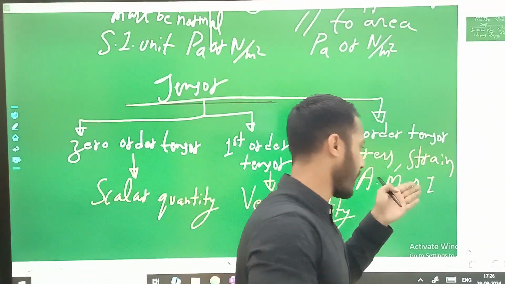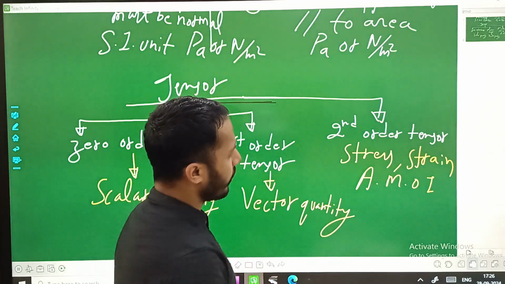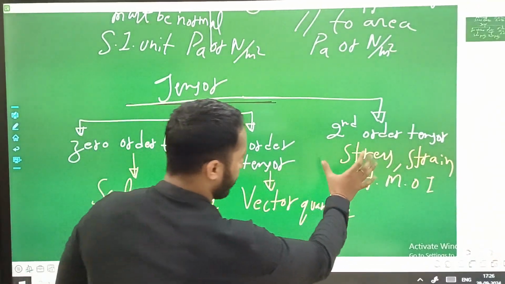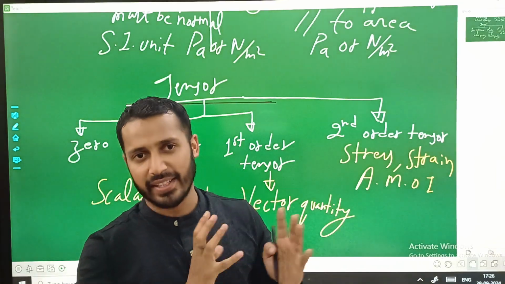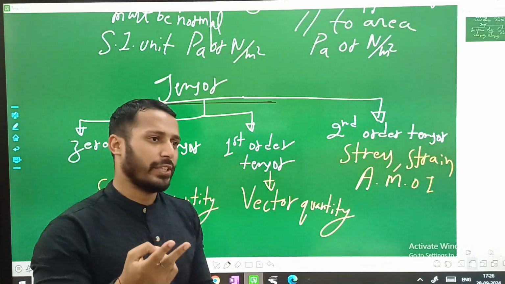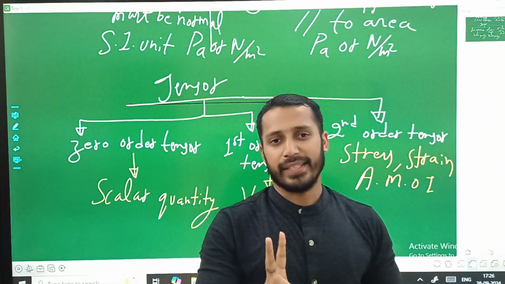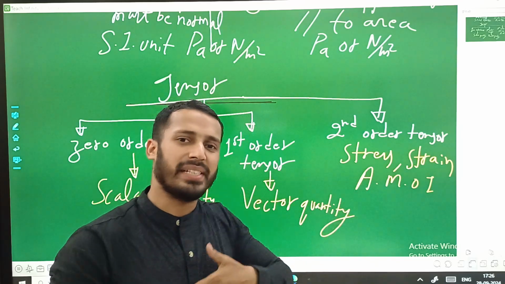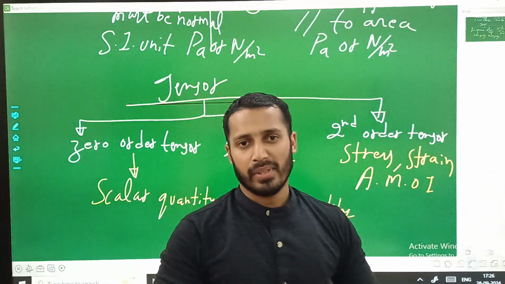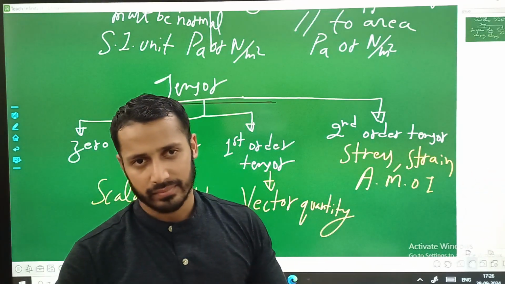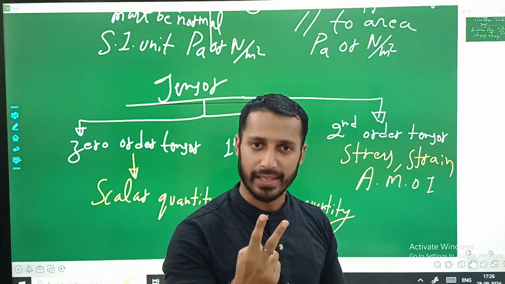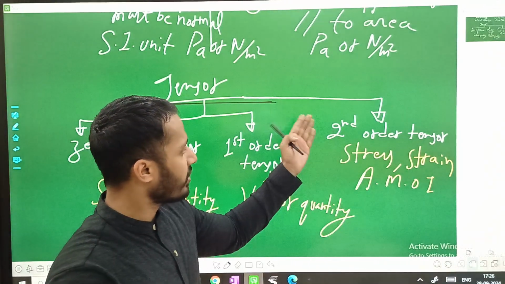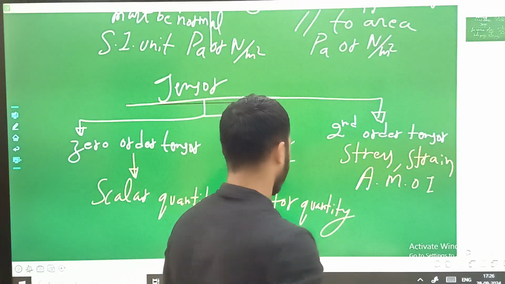Now coming to this, a second order tensor quantity means to define a stress, a strain or area moment of inertia, along with their magnitude you need to define two parameters. One parameter will be direction, the other parameter will be plane. So to define this quantity, you need direction and plane. That's why these are called second order tensor quantities.